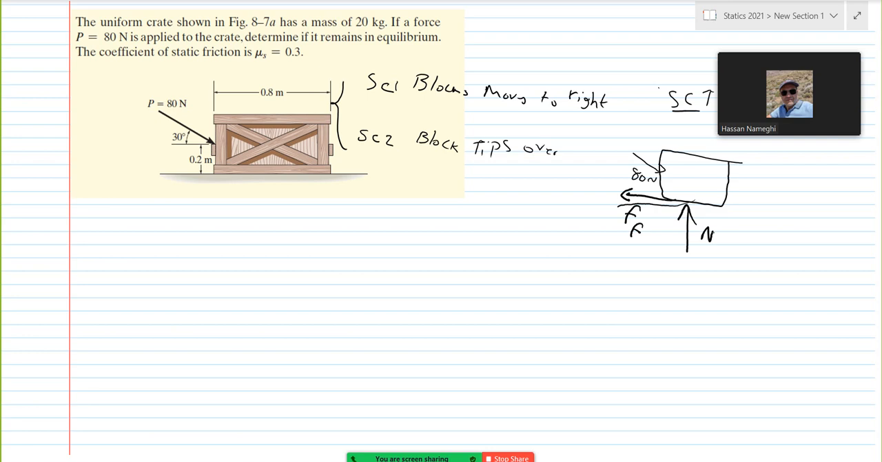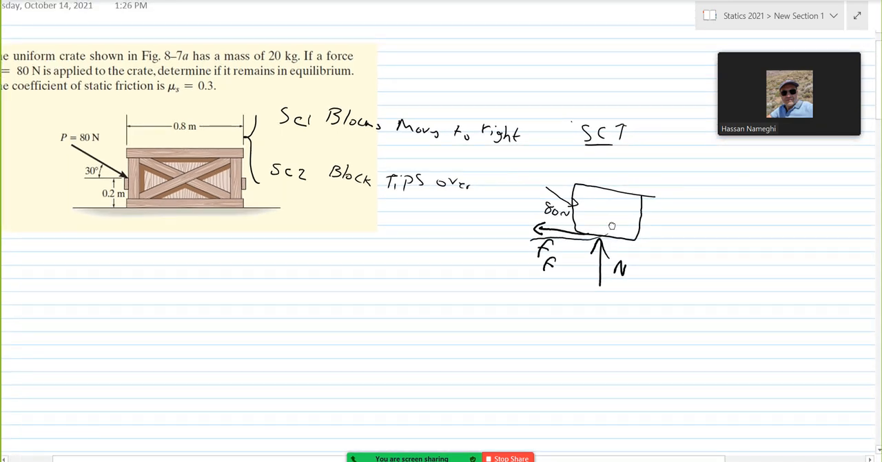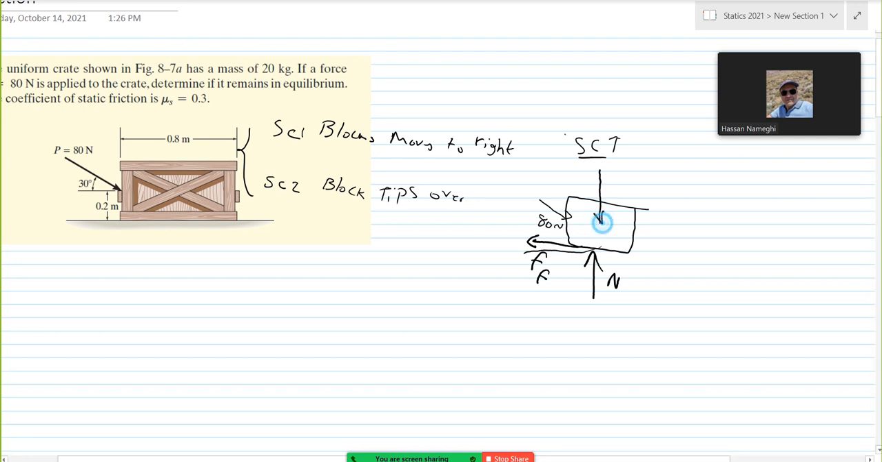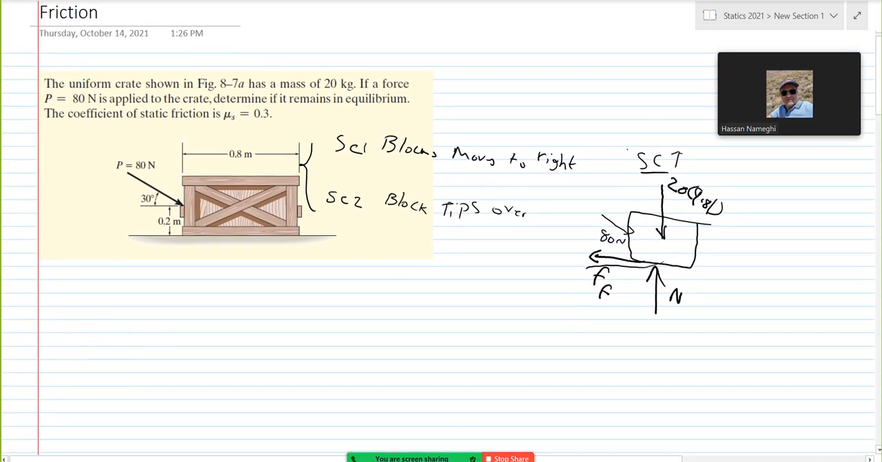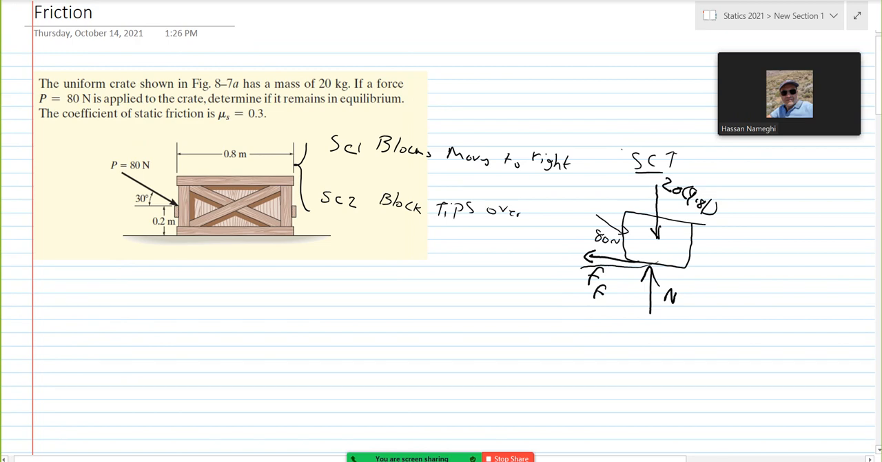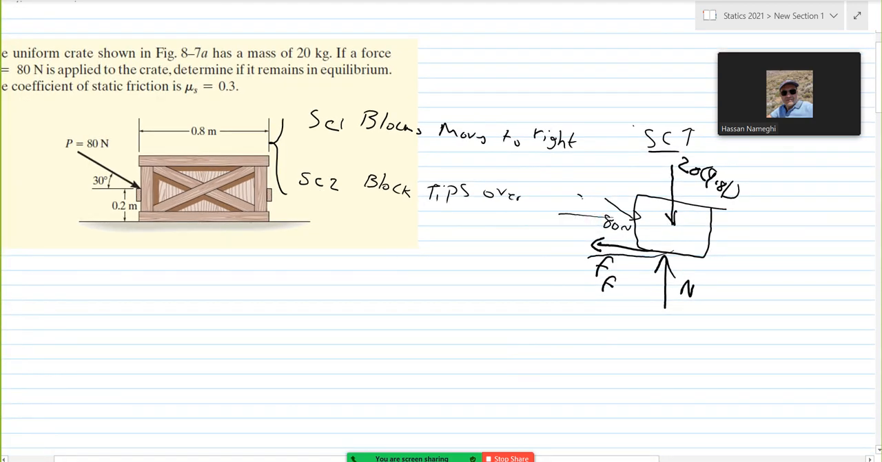In this case, the mass is 20 kilogram, so I have a mass of 20 kilogram in the center here. That will make the weight 20 times 9.81. If I want to calculate the friction for this motion, I'm going to get sum of F of x equal to 0 and sum of F of y equal to 0. The 80 Newton force has an angle of 30 degrees. If I break it down, I'm going to get 80 sine on the y and 80 cosine on the x. Again, we are looking at this as a particle with some forces on it.